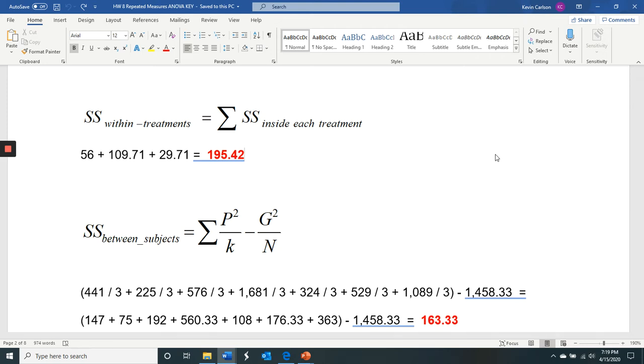But now we have to do the new things. The new things is that we have to reduce the within subjects variation by taking the sum of squares between subjects to find the error. So here's the new stuff. I don't know if I can highlight it or not. It's not highlighting it, just boxing it.